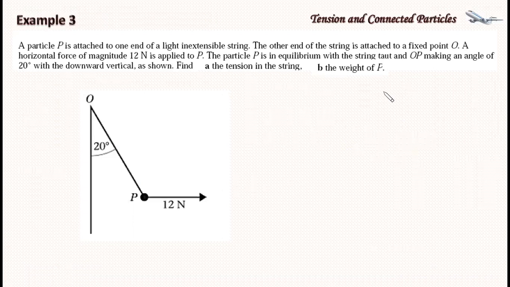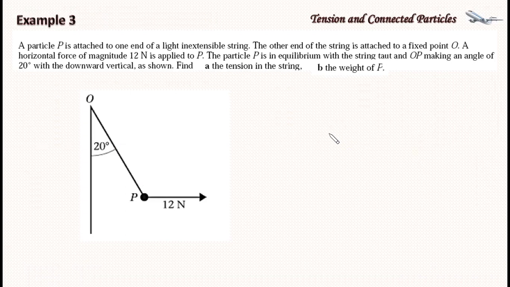Question 3: a particle P is attached to one end of a light inextensible string and the other end is fixed at the point O. A horizontal force of magnitude 12 newtons is applied to P. The particle P is in equilibrium with the string taut and OP making an angle of 20 degrees to the downward vertical as shown. Find the tension in the string and the weight of the particle P.